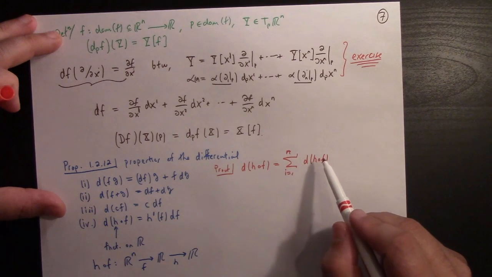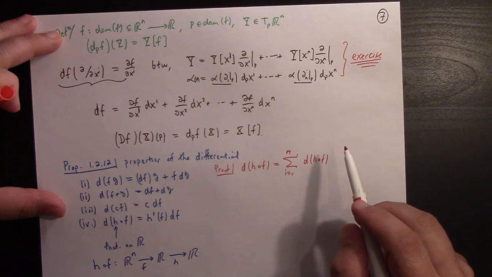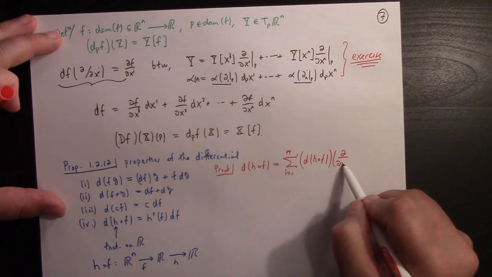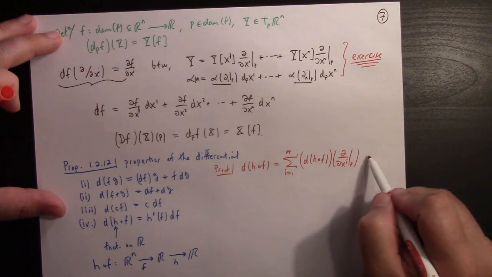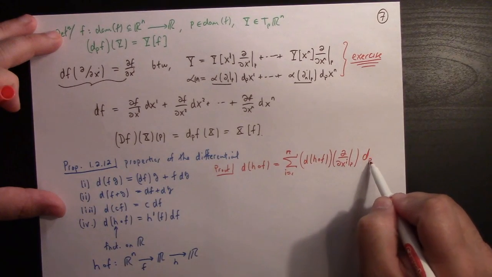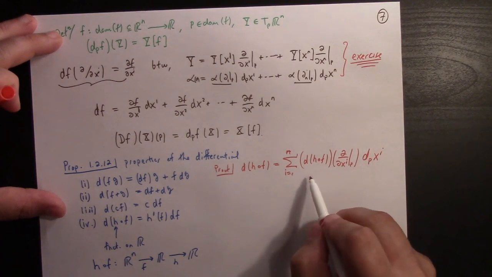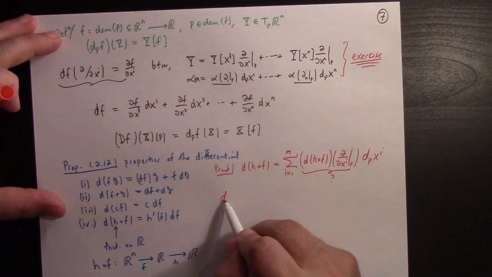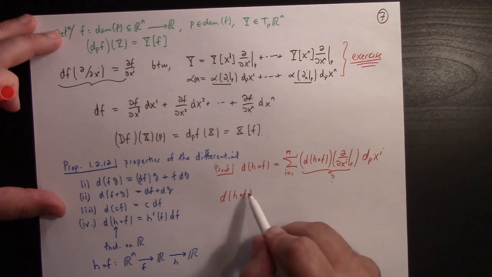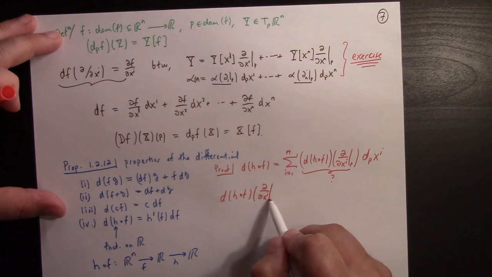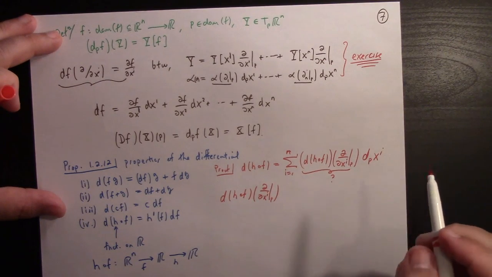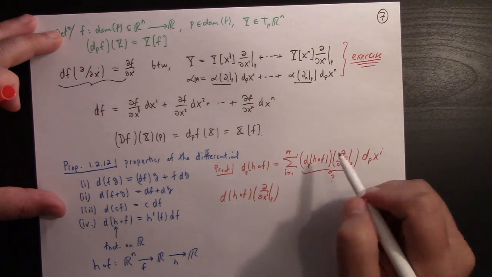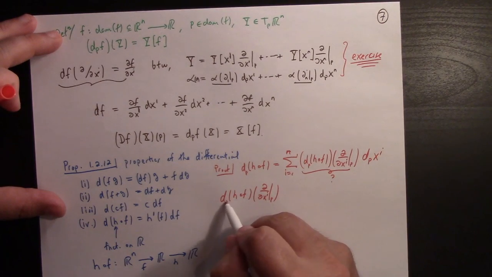So to get the component of dxi, I take this one form and I evaluate it at partial xi at p. And then that gives me the coefficient of d p xi. So I really need to calculate that. So what is d of h composed with f of partial xi at p? I guess I have to put a p here, and a p here since I've been putting p's in.